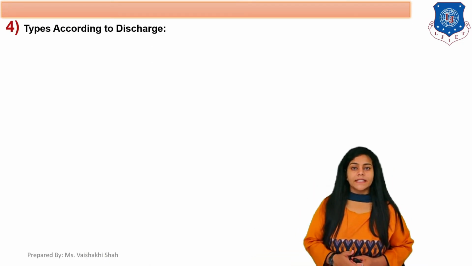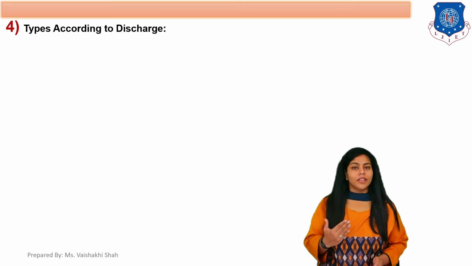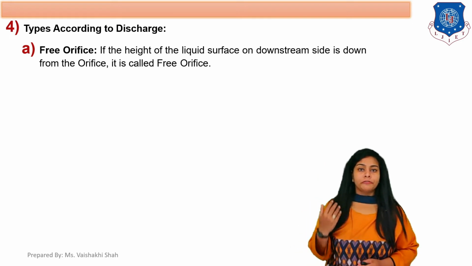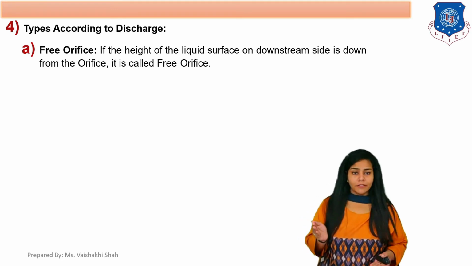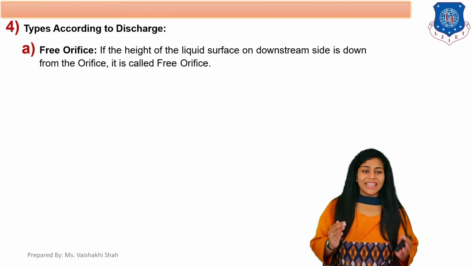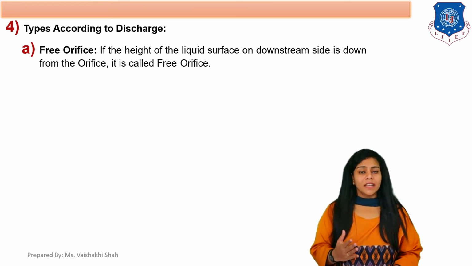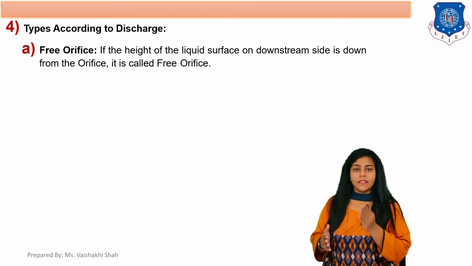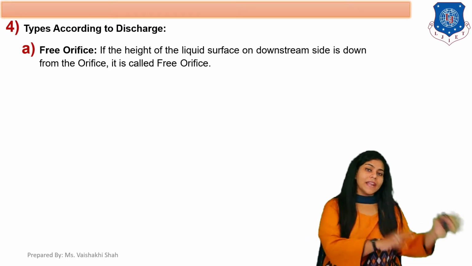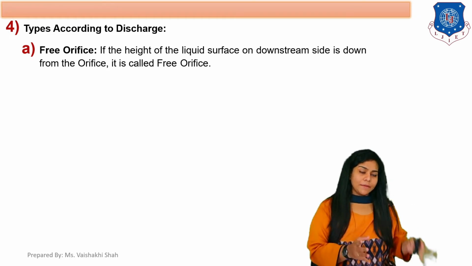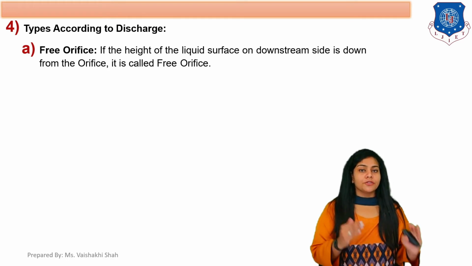Now the fourth type is according to the nature of discharge of the orifice. The first type is free discharge orifice. The definition is that if the height of the liquid on the downstream side is below the orifice, it is called a free orifice. Basically, a free orifice means the water or any liquid from the container directly goes to the atmosphere. That is called a free orifice, or free discharge orifice.